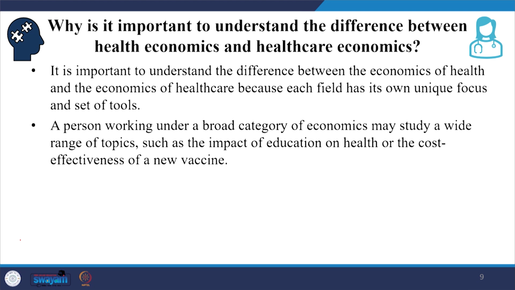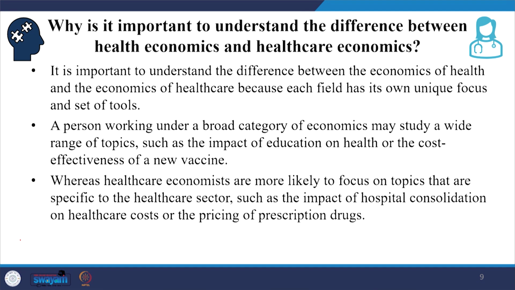A person working under the broader category of health economics may study a wide range of topics such as the impact of education on health and the cost effectiveness of new vaccines. Whereas healthcare economists are more likely to focus on topics specific to the healthcare sector, such as the impact of hospital consolidation on healthcare cost or the pricing of prescription drugs. So it is purely patient-centric analysis, whereas the peripheral aspects are covered in the other domain, which we have just mentioned.